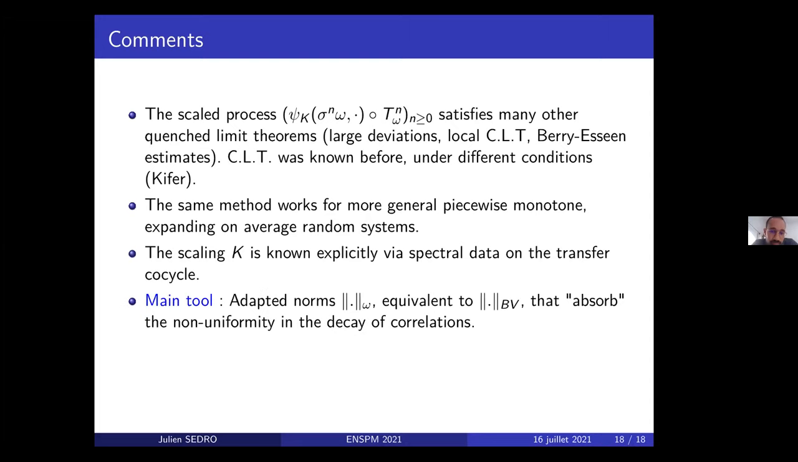The main tool of the proof, it would be a vague remark, but the idea is to change the norm from the BV norm to something that depends on omega, that is equivalent to the BV norm, that will allow us to absorb the non-uniformity in the decay of correlation. So the decay of correlation estimate I showed you now holds in this omega norm with the constant one. And with this, once we build this, we can basically use the same proof that I showed you for the deterministic dynamics, for the classical CLT, and for the quenched random situation.